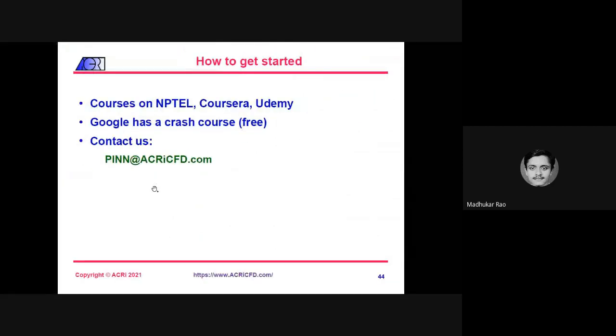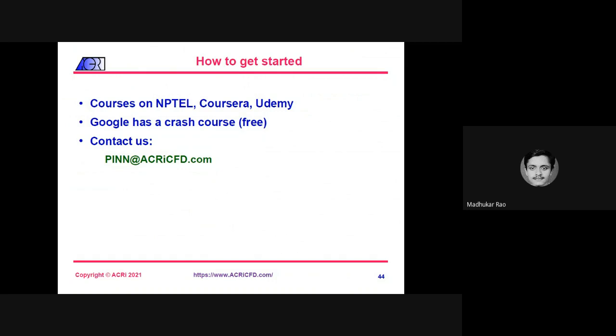Okay, now I'm fairly close to the end of my talk, so I'll finish with a slide on how to get started. There is a free course on NPTEL, a very good course, part of it taught by Professor Balaji Srinivasan at IIT Madras, where he even covers the physics-informed neural network. Then there are courses on Coursera and Udemy. Of course, physics-informed neural network is not really taught anywhere in these.